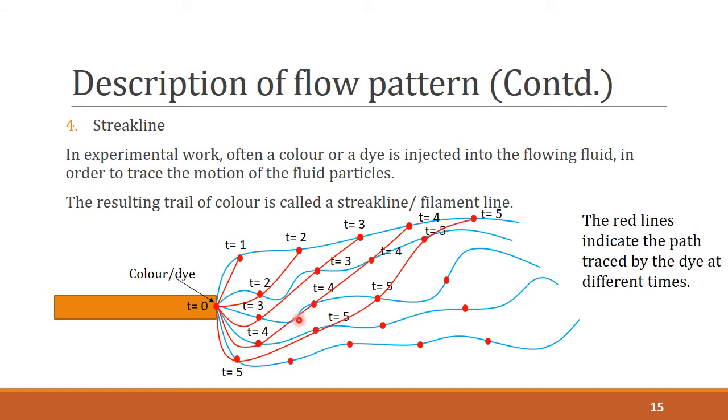Okay, the red lines indicate the path traced by the dye at different times. So at t equal to 1, the dye looks like this. At t equal to 2, the dye looks like this. At t equal to 3, the dye looks like this, and so on and so forth. So these red lines are visible to us. These blue lines are the path lines that are not visible to us, but the red lines, that is the color traced by the dye, is what is visible to us, and these red lines are called streak lines.